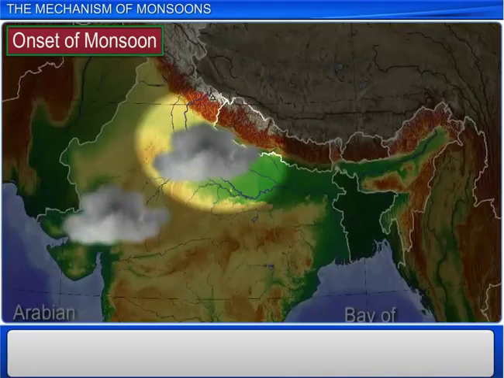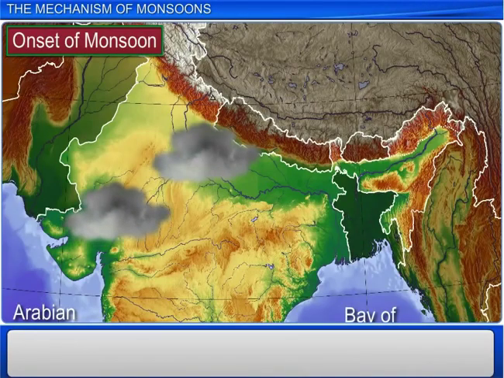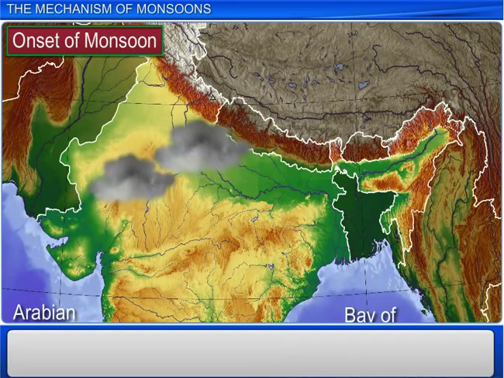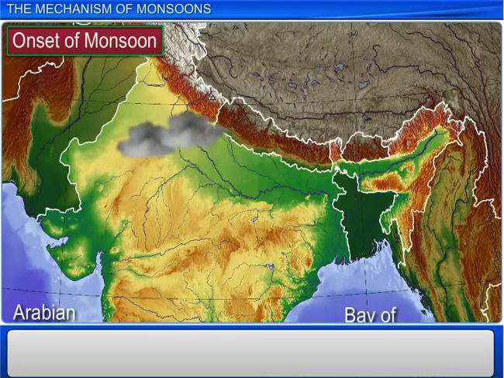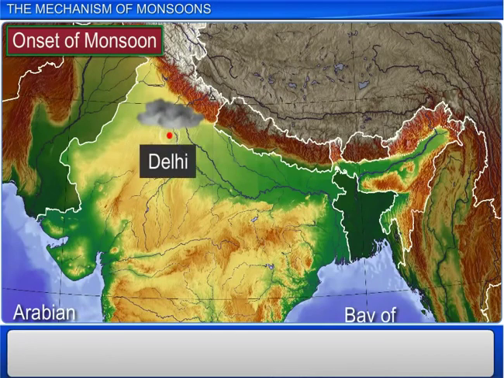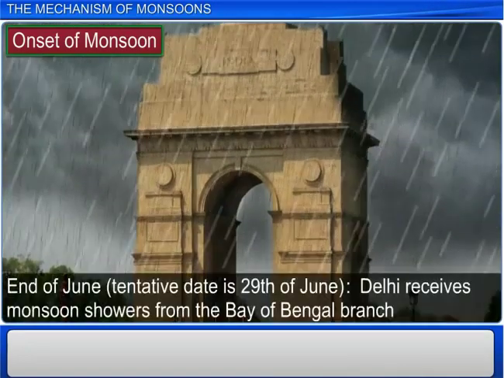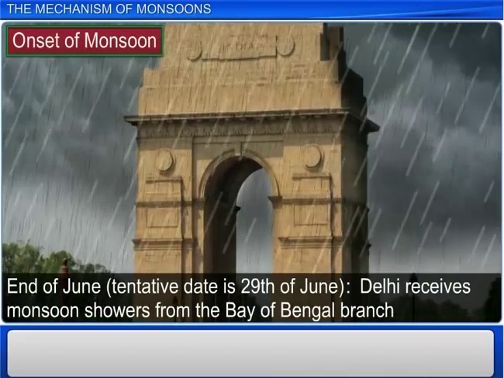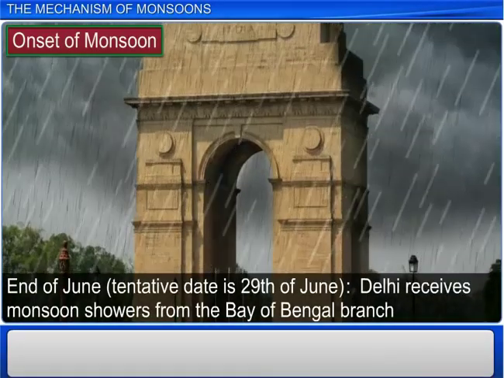Over the northwestern part of the Ganga plains, the Arabian Sea and the Bay of Bengal branches of the monsoon merge. The monsoon showers in Delhi are generally the gift of the Bay of Bengal branch. The monsoon reaches the capital by the end of June, tentatively by the 29th of June.